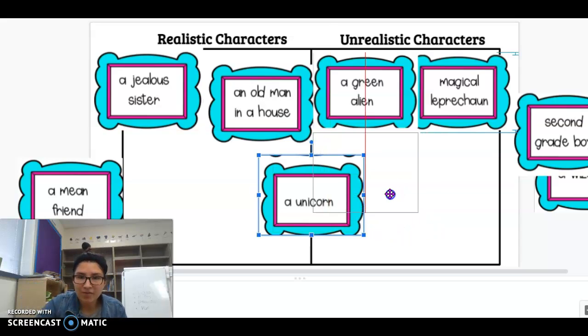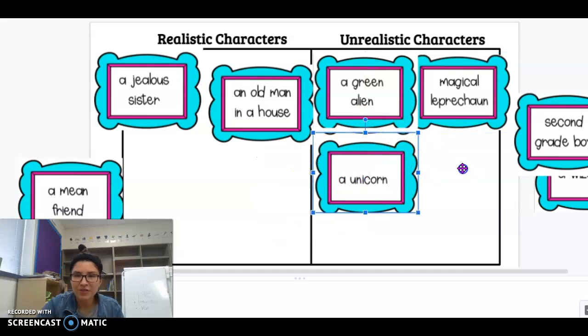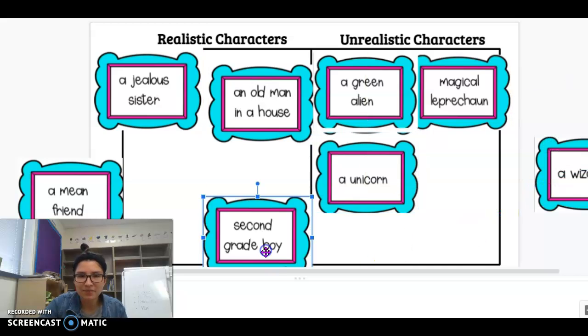I know unicorns are so fun to read about, but that's an unrealistic character. Those usually are in fantasy stories. Second grade boy. So, well, could there be a second grade boy? What if the story is about a school and there's first grade boys and girls and second grade boys and girls? Can that be a realistic character or unrealistic character? Good job, realistic character.